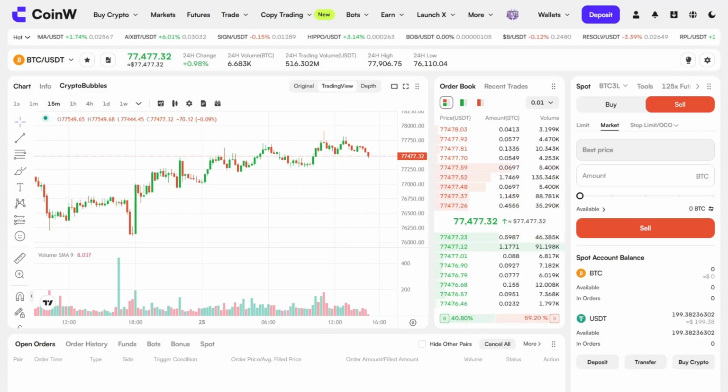That about wraps up our spot trading tutorial on the Coinw exchange. Overall, we went over the basics of using the spot market. We learned about different order types, how to place a trade, and even covered some risk management as well. If you're new to spot trading, start small, keep things simple, and take your time getting comfortable with the platform.